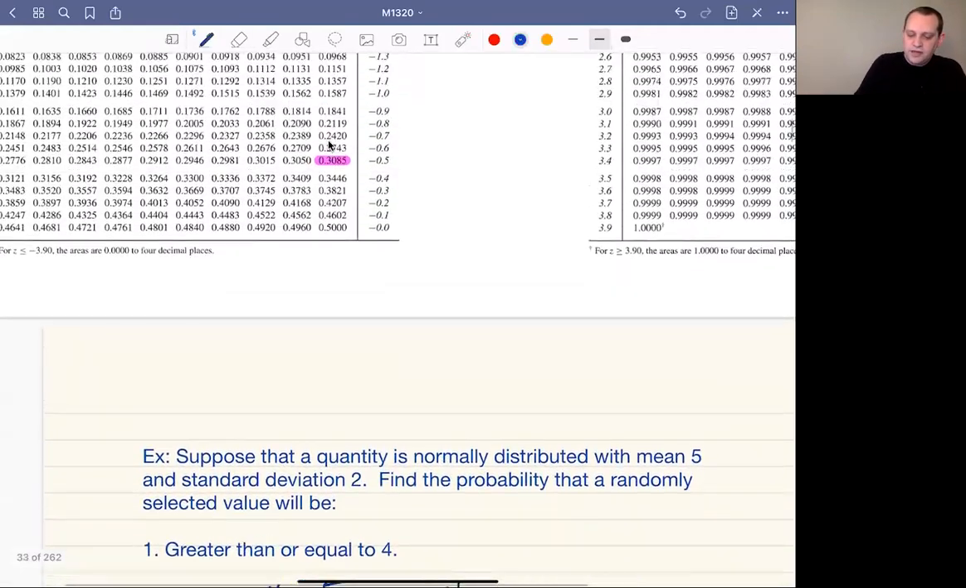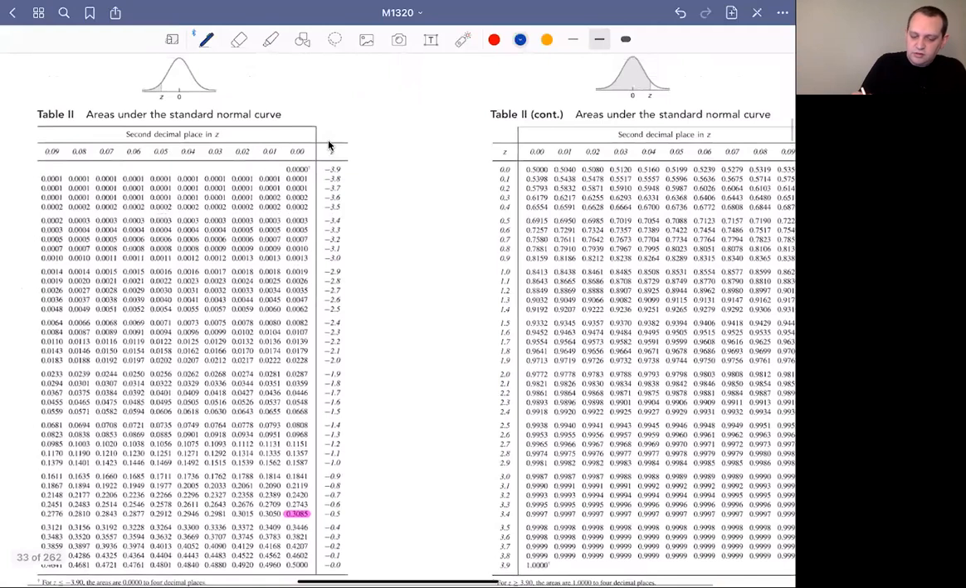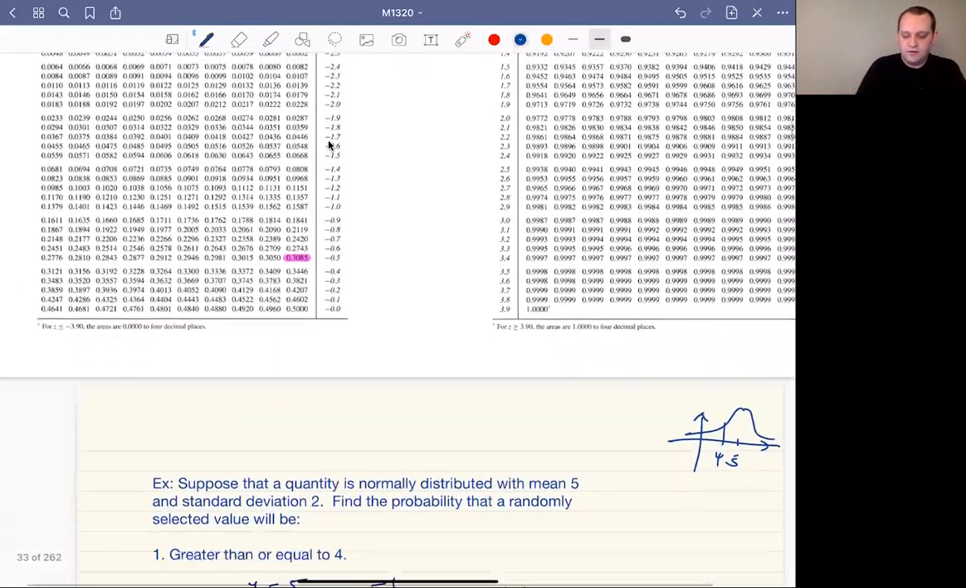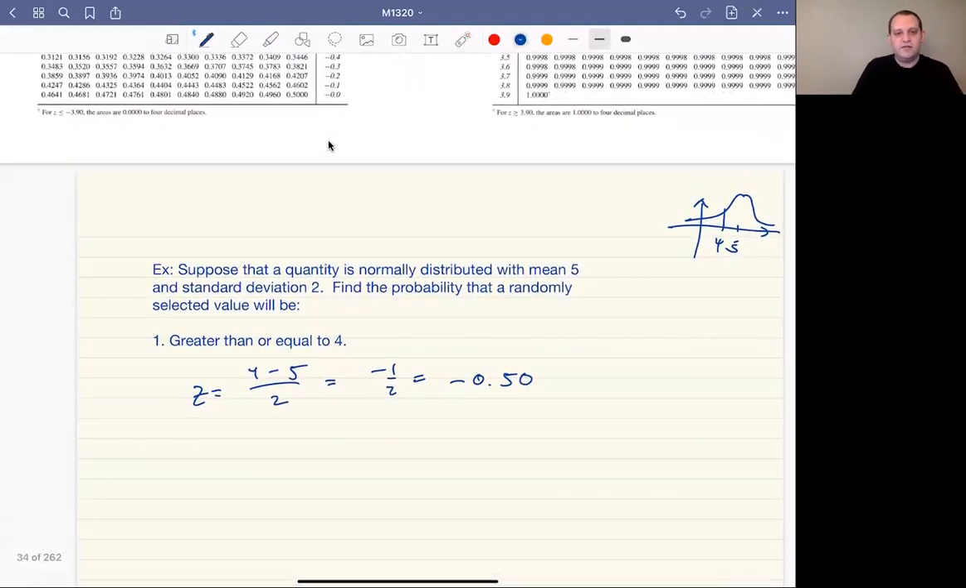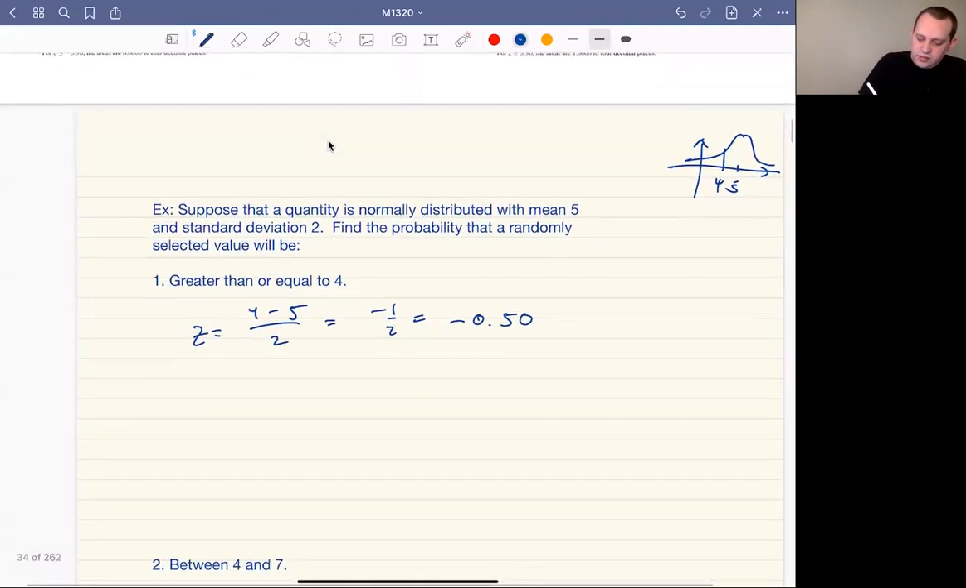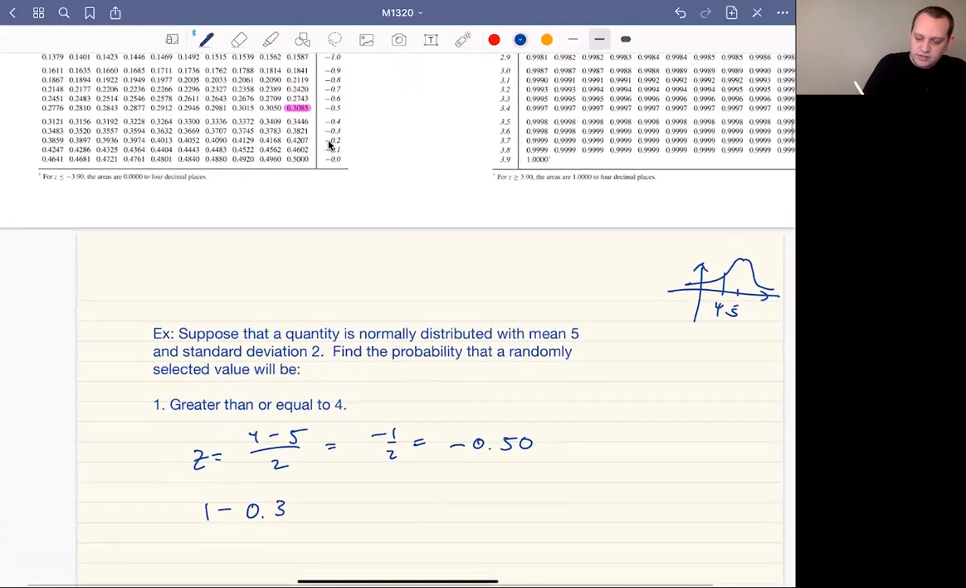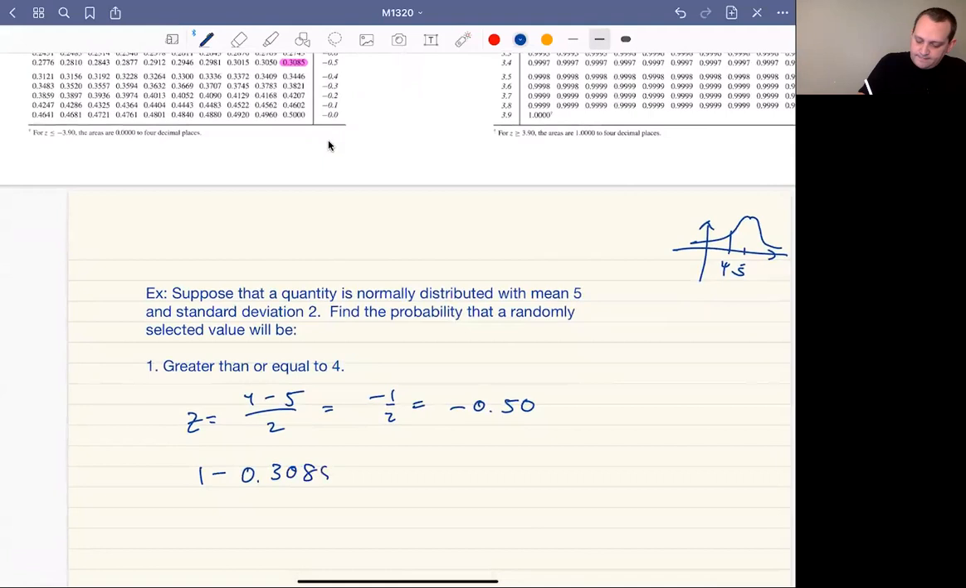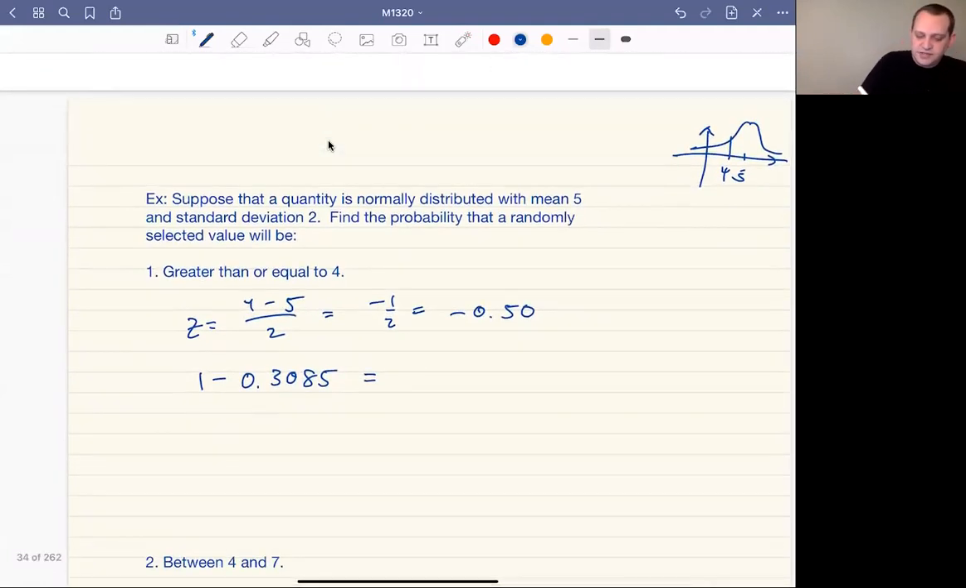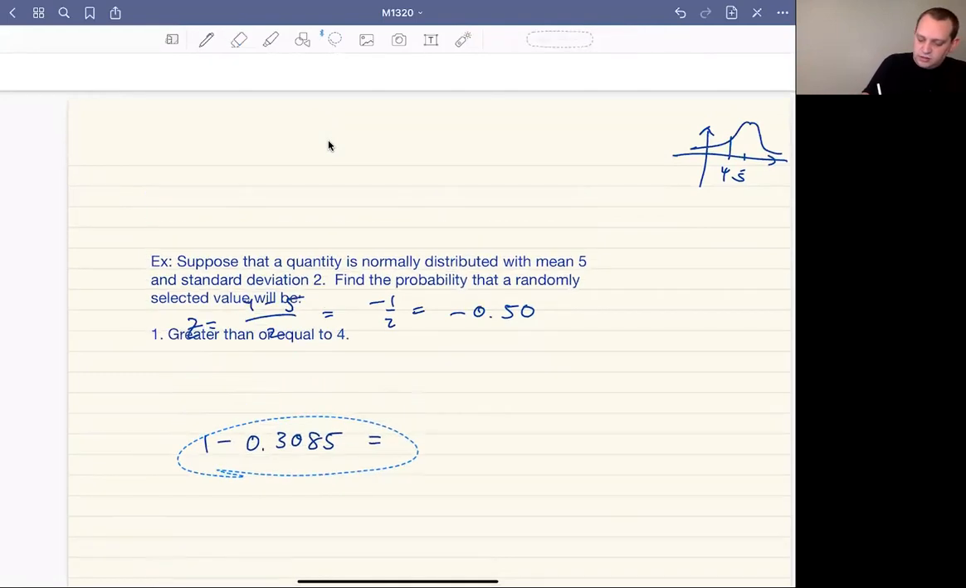And remember what that is. That's the probability that a randomly selected value will be less than or equal to negative 0.5. So if we want to figure out the probability that a randomly selected value is greater than or equal to that, this would be 1 minus 0.3085. So it turns out that our probability is, so what I'm saying here, just to make this, I should write a little bit more.